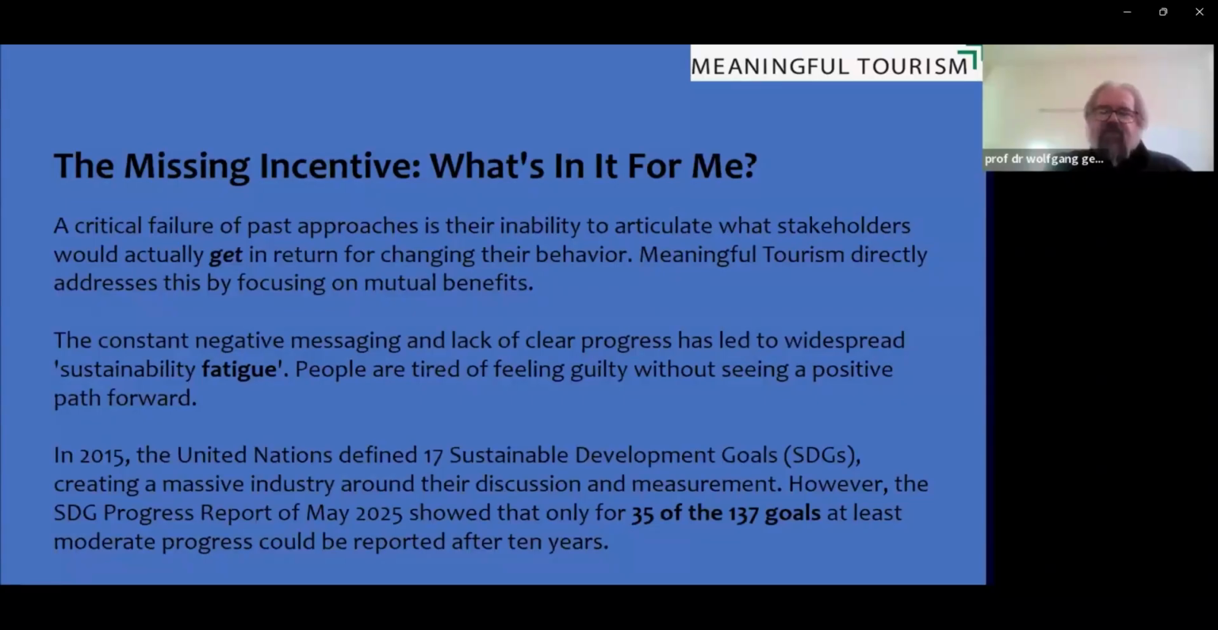And this is really, unfortunately, also documented by the SDGs, which were started 10 years ago. According to the SDG progress report of this year, we can find that only 35 out of 137 goals have at least moderate progress after 10 years. So more than 100 do not even show moderate progress. Some even are moving in the wrong direction. So as much as we have been talking about SDGs, in the end, SDGs are mostly a failure.